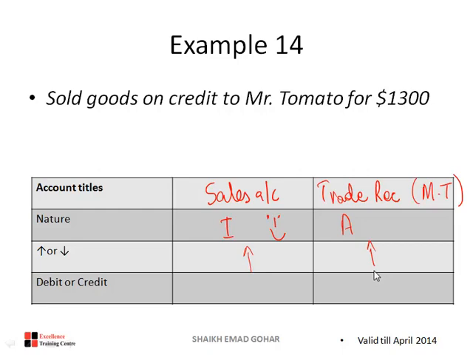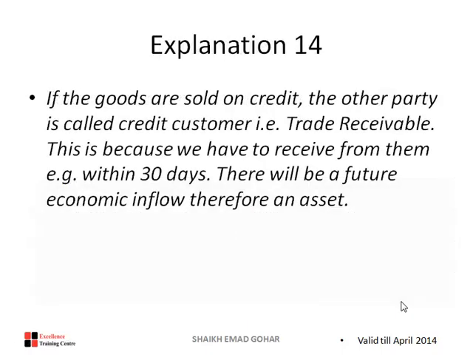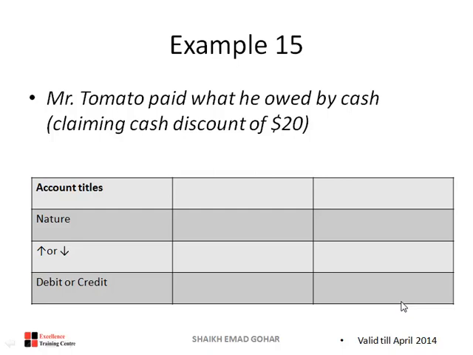Okay. So now income increases, credit, asset increase, debit. This is the normal entry I have already told you before, but there is a reason behind telling it again, because we need to do this. Now Abdur Rahman is paying me, or Mr. Tomato is paying me what he owed by cash. Again we have to make another column now, because we have to incorporate the discount.